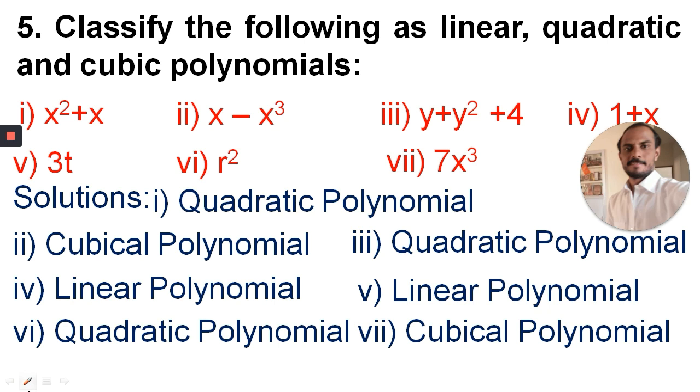x square plus x. On what basis do we have to classify this one? Quadratic is there, linear is there, cubical is there, so how should we identify? That is very important, students. See the first question in the fifth bit, x square plus x. The degree of the polynomial, we already discussed in the previous question. According to that knowledge, what is the degree of this polynomial?